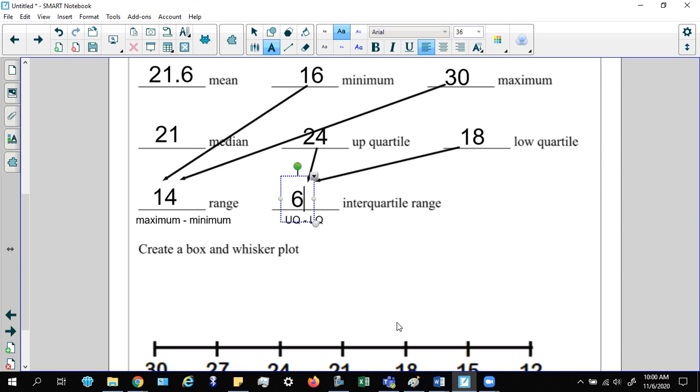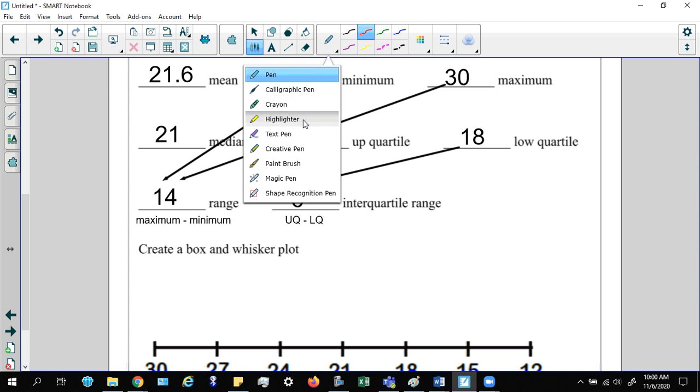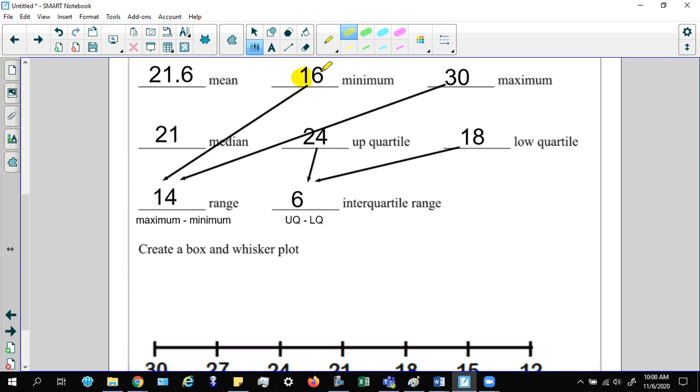So, creating a box and whisker plot. Now there's a lot of information here, but you're only using the 5-number summary. So the numbers that you're going to be using to create the box and whisker plot are the minimum, the maximum, the upper and lower quartiles, and then the median. All right. Those are the 5 numbers you're going to have to graph.